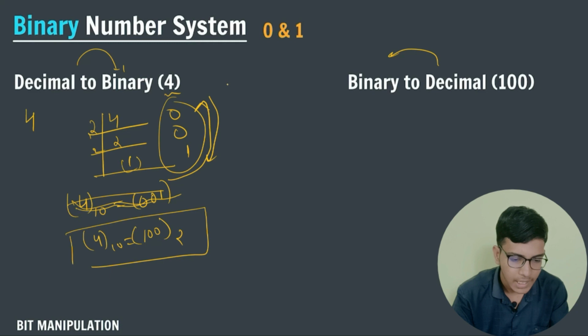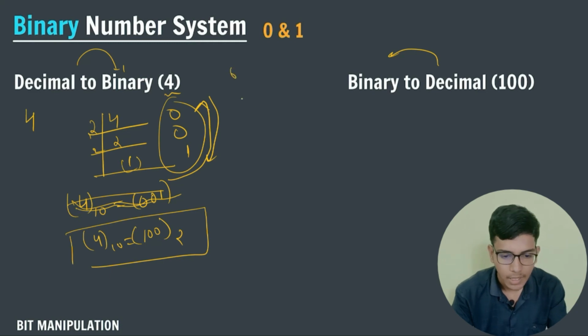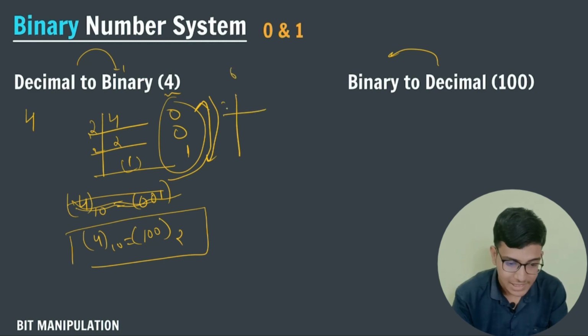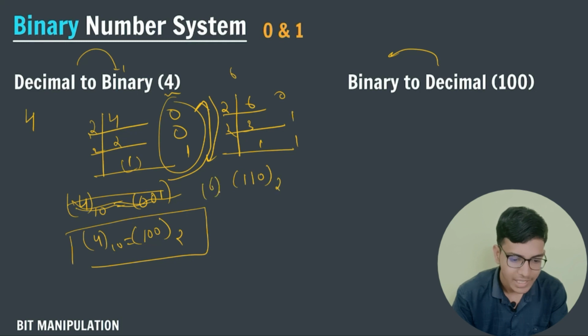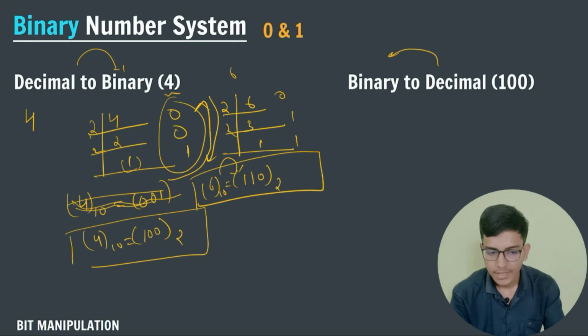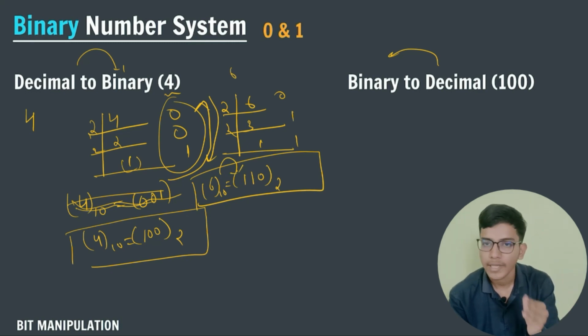Suppose our user has given us 6, then the binary form of 6 is: 2 threes are 6, the remainder is 0, after that 2 ones are 2, the remainder is 1, and finally 1. So the order is 110 in binary, which is equal to 6 in decimal. So this is the conversion of 6 from decimal to binary. This is how we will convert a given number from decimal to binary. See, this is the logic behind it.